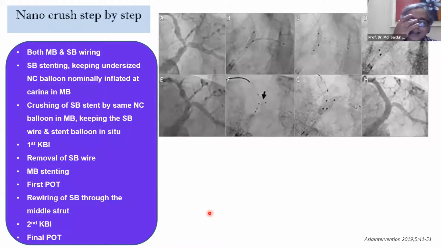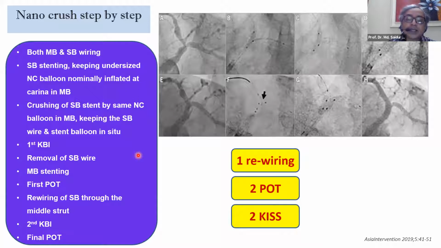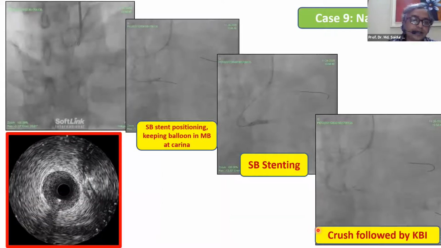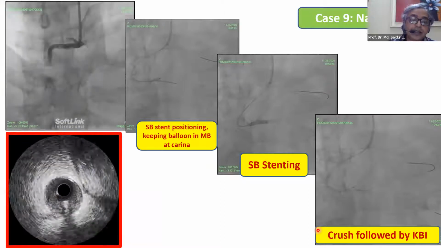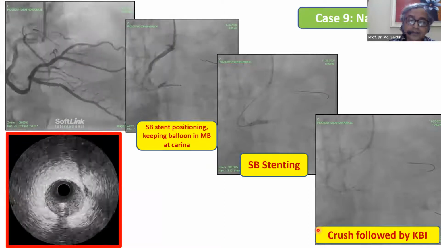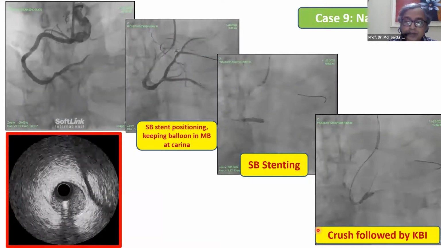The last one is the newer one, the nano crush. This nano crush technique has already been done by Dr. Shivanan and also some Canadian people. They have a little bit of difference, because the Canadian people are doing the double kissing and the double crush sometimes, but it is simpler than the DK crush because it needs 1 rewiring only, so it needs less expertise than the DK crush, but 2 POT and 2 kissings are there. And this is 1 nano crush, the IVUS guided nano crush is there, SB stent positioning is there, and then we have done all the steps meticulously to make it perfect.